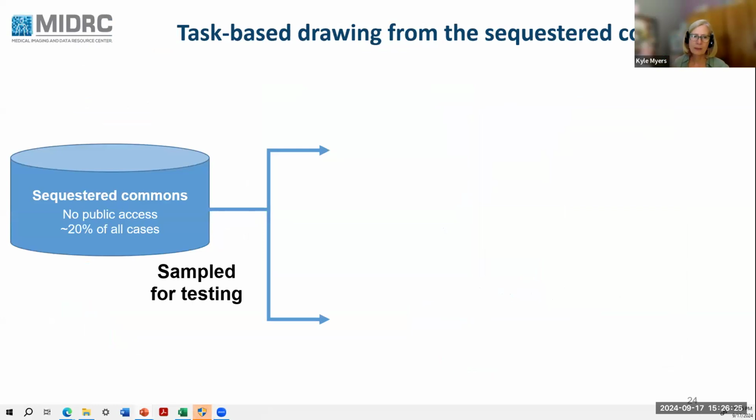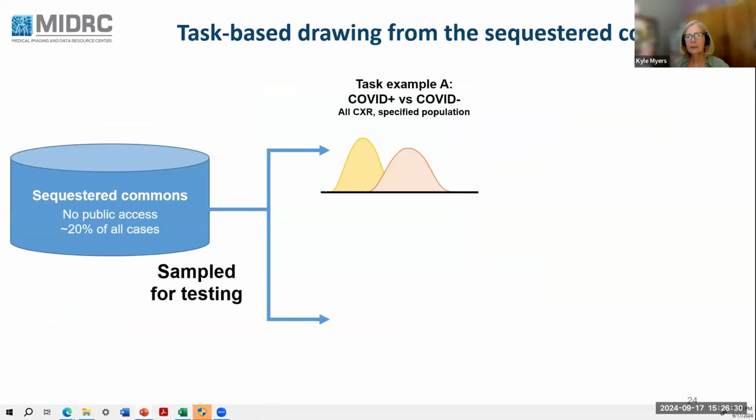So operationally, what does this look like? Somebody comes to MIDRC with a task, for example, a classification task looking to determine whether an algorithm intended to differentiate COVID positive from COVID negative patients, making use of chest x-rays, works. That represents a set of two distributions of patients, those with and without COVID. That would be one sampling of the data underlying the sequestered commons that we might use as our starting place for drawing samples for testing.